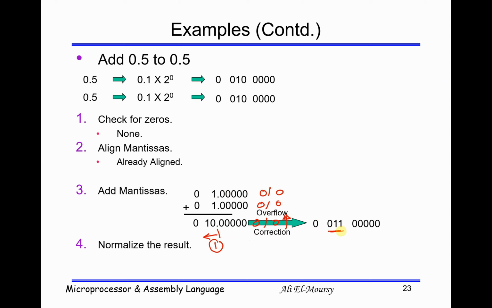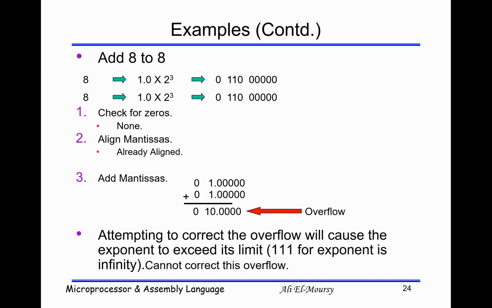So adding 1 to this, I get this, and this is how the number will be stored at the end of the day in the floating point representation. So here I need normalization, not like the previous example. Let's take one more example.